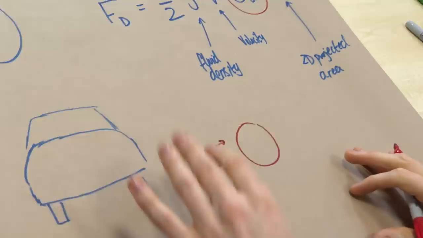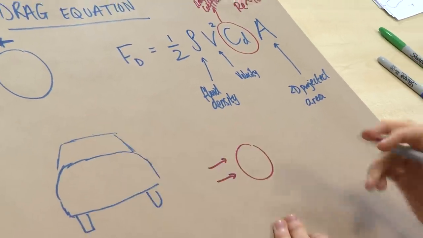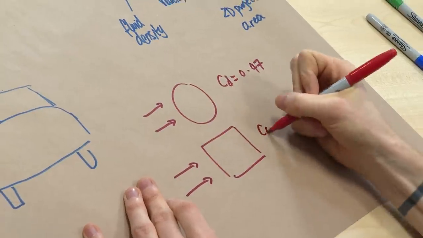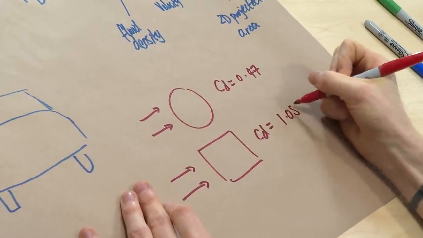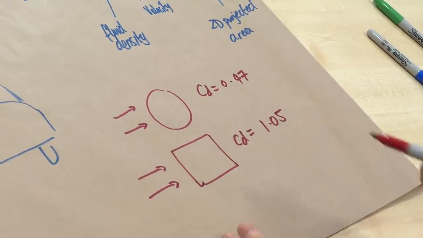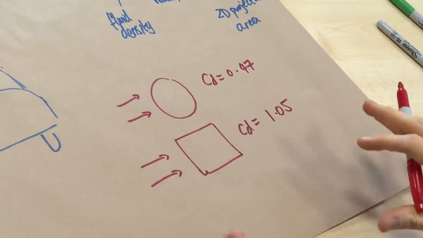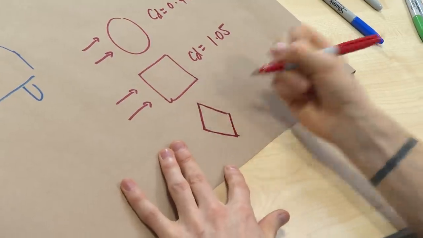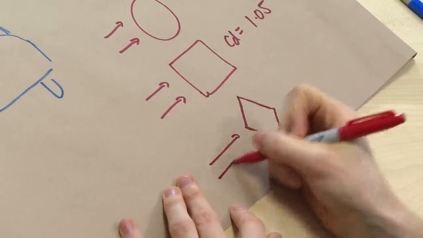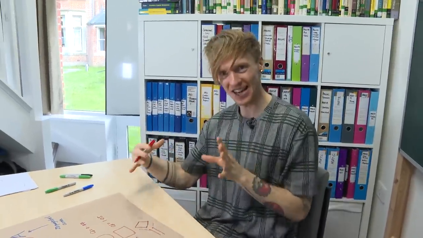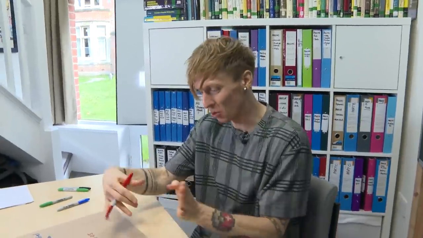So if I have my sphere and I've got the air coming at it like this, then this has a CD value of 0.47. If we then compare that to, say, a cube, this has a drag coefficient of 1.05. And then something else that perhaps some of you have picked up on is the orientation here is going to be important. So if we change the cube and had it the same size, put it on its side like this, and then you have the air coming in, it makes it more aerodynamic. The air is going to hit and kind of pass around that shape. So here, the drag coefficient goes down. There's less drag because it's a more streamlined shape.